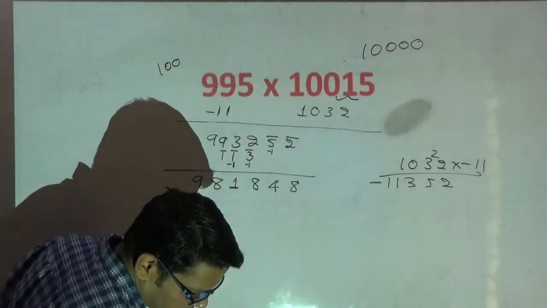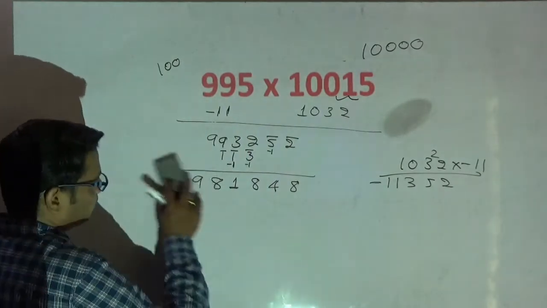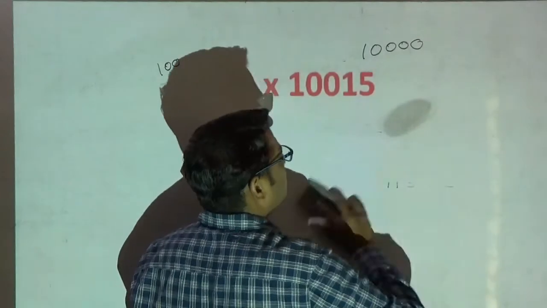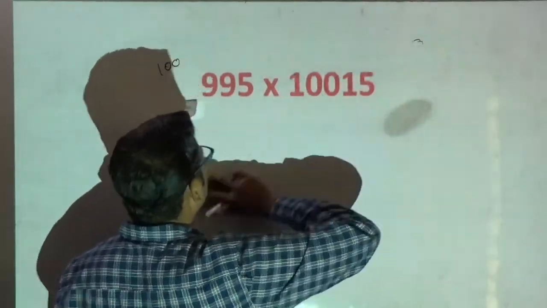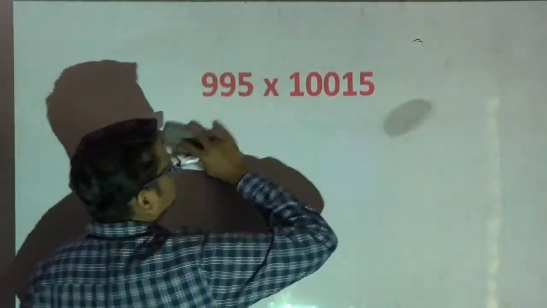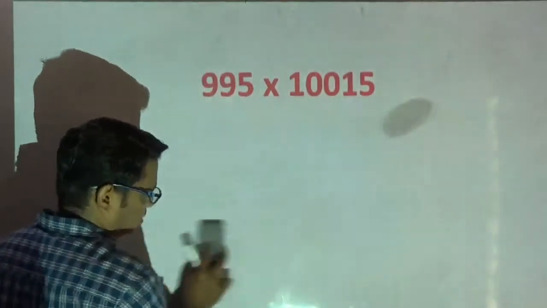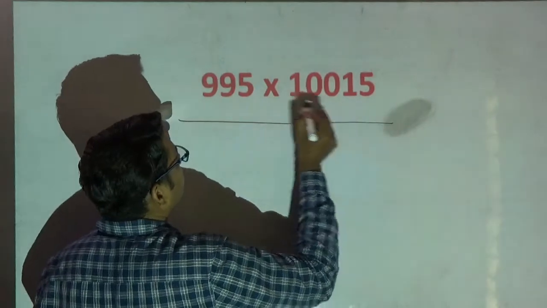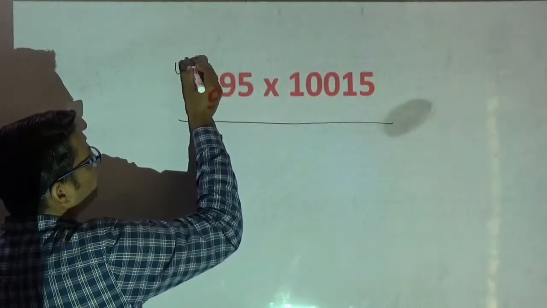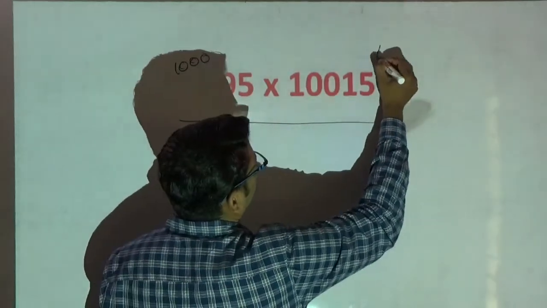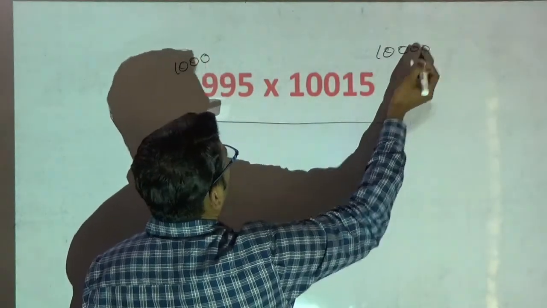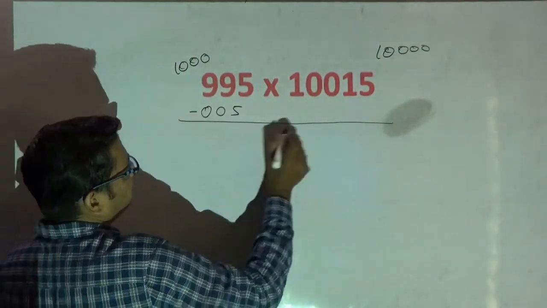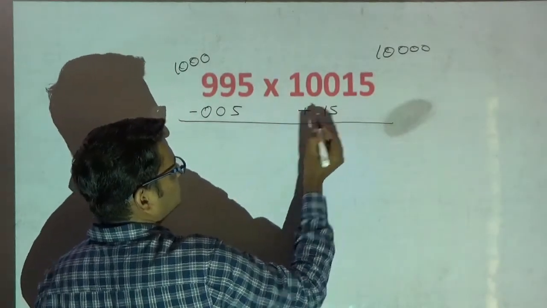Okay, another example I am going to take now. So I suggest kindly go through all the previous videos. If you skip any video, you will never understand further videos. Hence I say Vedic mathematics is always a continuation. Now, the base here is 1000, here the base is what? 10,000. Now, this is below base by how much? This is below by minus 5. This is above your base by plus 15.